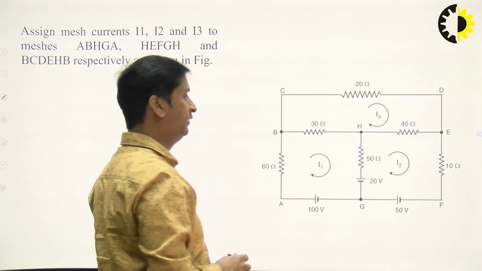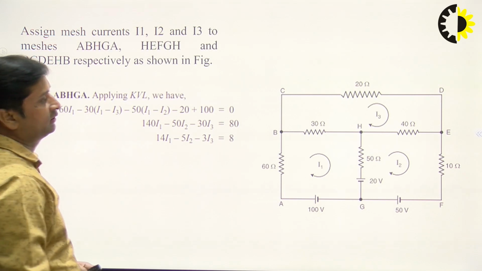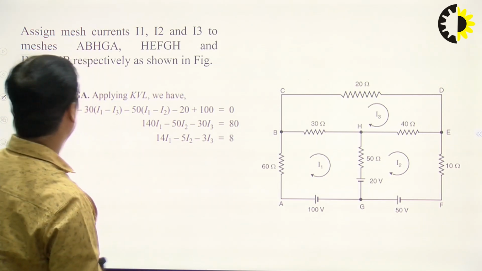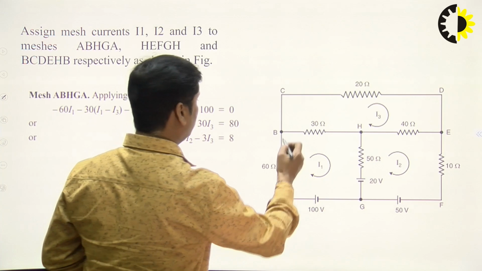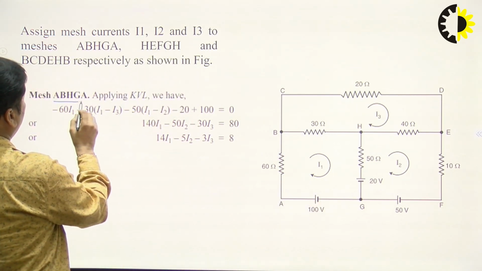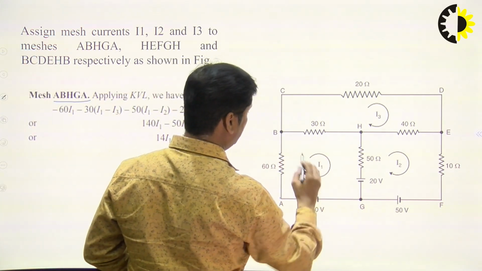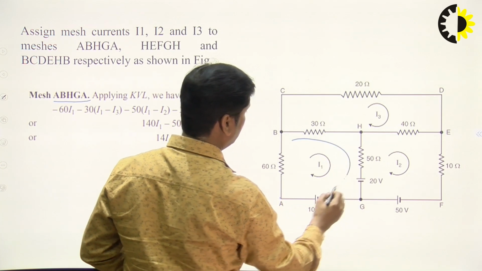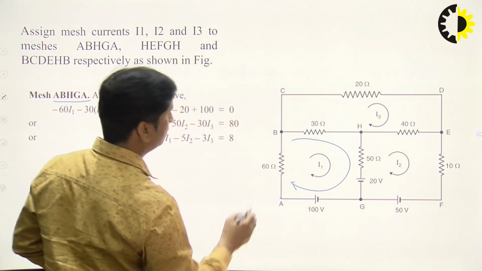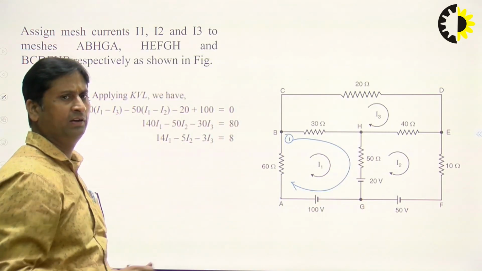Suppose that we have this problem and the currents i1, i2 and i3 we have assumed in clockwise direction in these three different meshes, and when we apply Kirchhoff's voltage law in different meshes, suppose in mesh number 1 it is like ABHGA. In this mesh, you can say mesh number 1, or you can also name it ABCD.